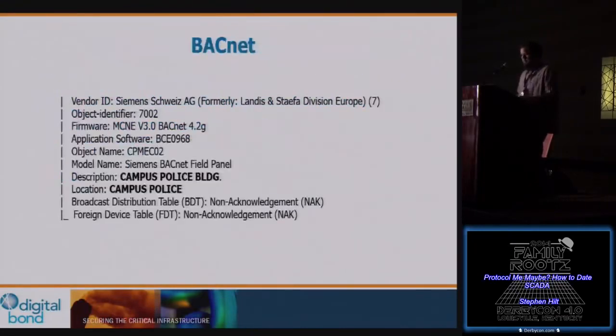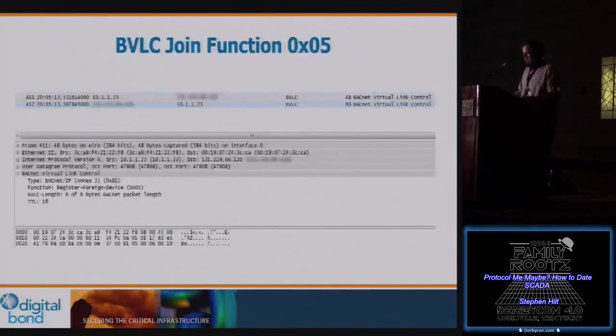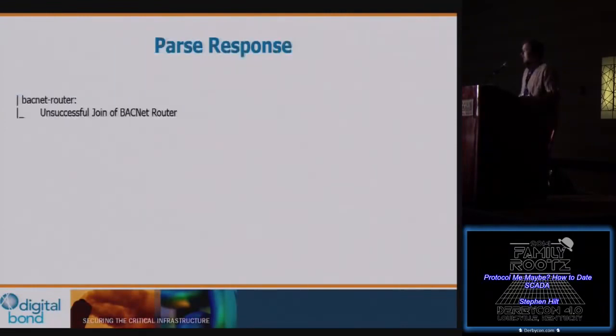Here's an interesting one. It's a campus police building. So what we're going to try to do is pull more information. Now, I would like to point out down at the bottom, on the broadcast distribution table and the foreign device table, we actually got NAKs, not acknowledgements, from the devices. You send it a BVLC join request, and I wrote a special script to test whether I can actually join it or not, because BACnet is very good about telling you if you can't do something. Actually, on that one, I can't join the router.